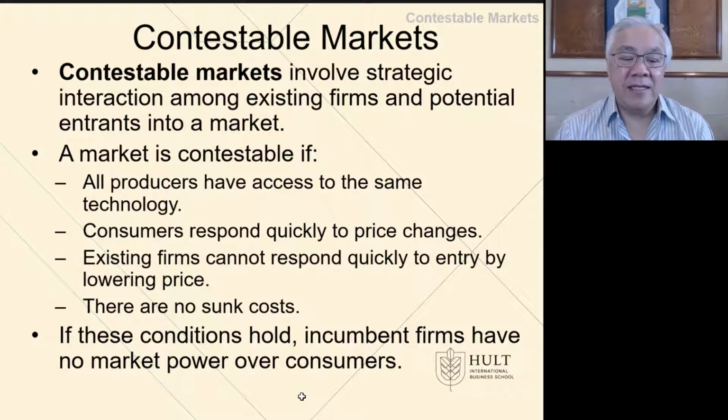We also see that markets may, on the other side, be contestable. What we mean by contestable is that all producers have access to the same technology. So they all can essentially have the same cost structure. Consumers can react quickly to price changes. So there is a lot of information, and those with a superior price will get the volume. So it creates a very high competition and efficient marketplace.